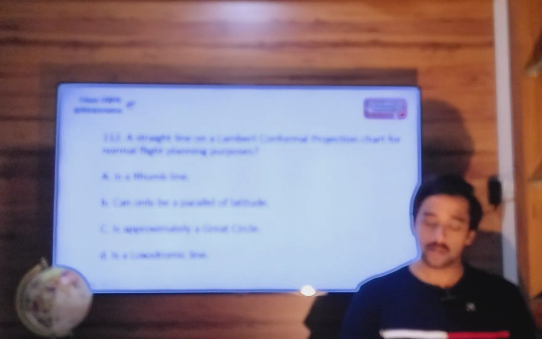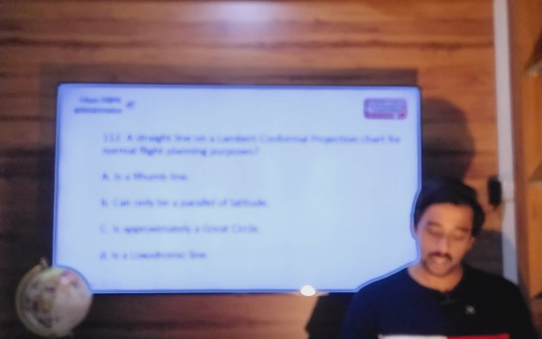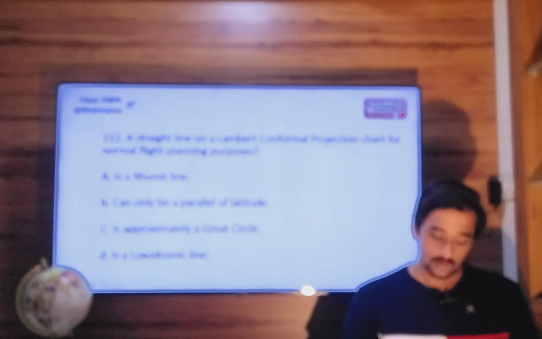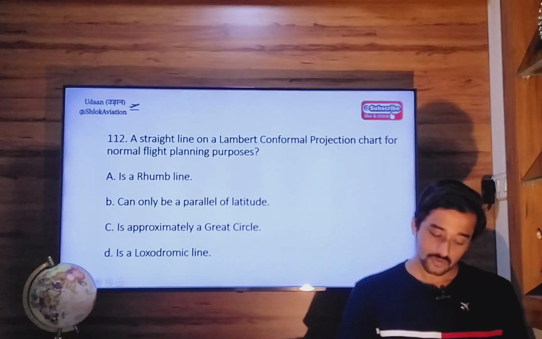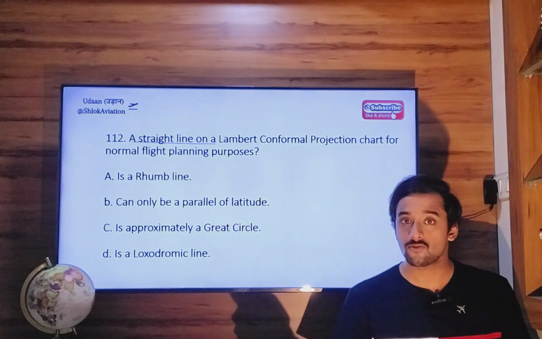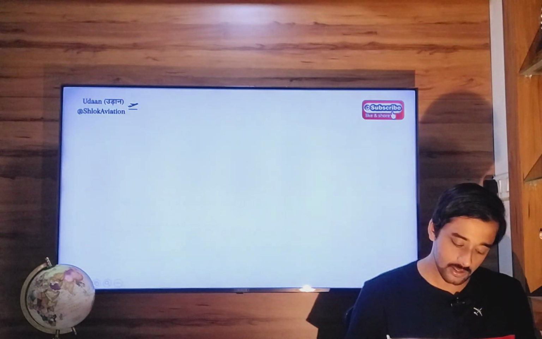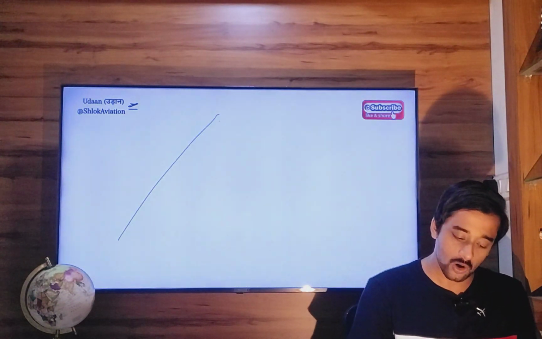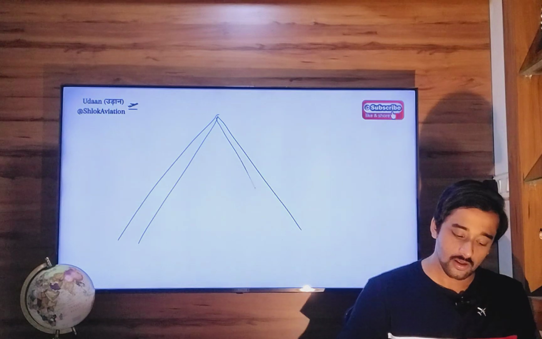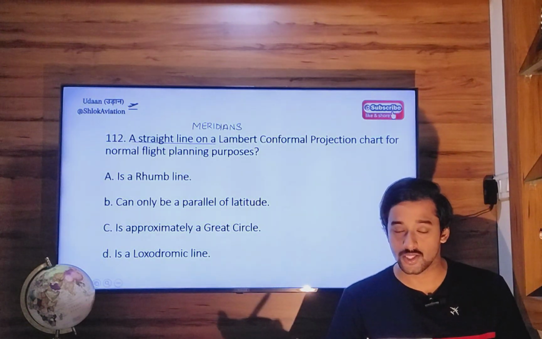A straight line on a Lambert's chart for normal flight planning purposes. It's a rhumb line. It can only be a latitude. Is a great circle. Is a loxodromic line. So the correct answer is straight lines on Lambert's conformal projections are meridians of longitude, meridians of longitude that originate from the poles, North Pole or South Pole, whatever. Now here, we do not have any option that has the meridians in it.